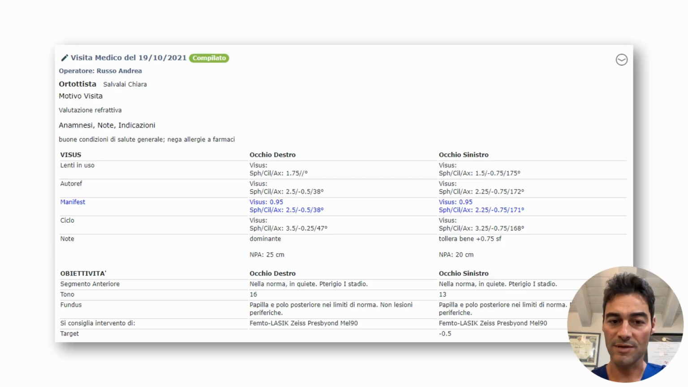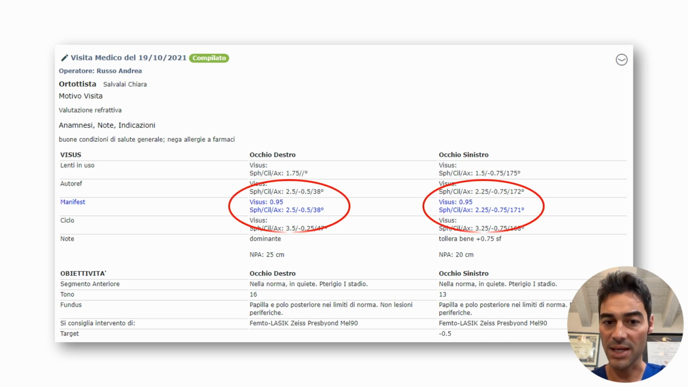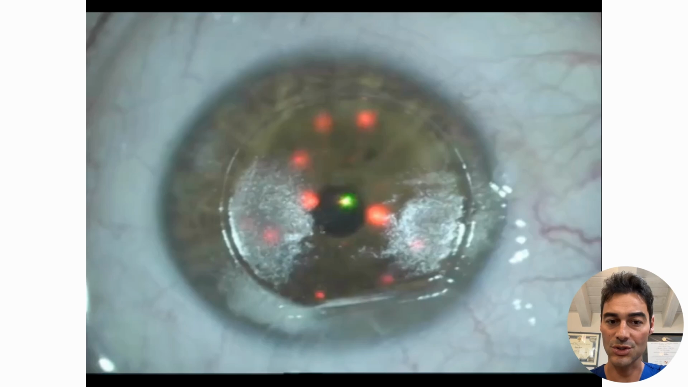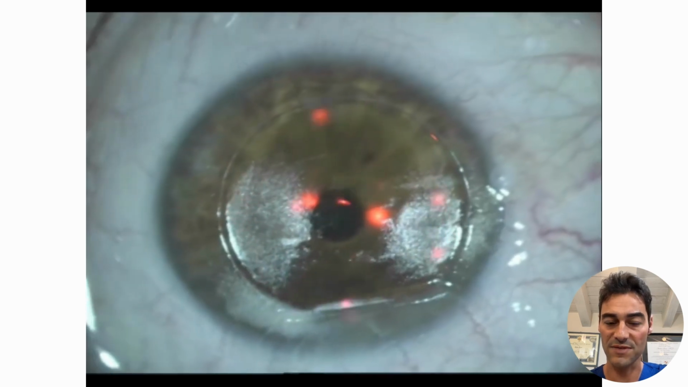She was a friend of mine. Actually, she still is a good friend of mine. The preoperative refraction at the age of 43 was plus 2.5 in the right eye and plus 2.25 in the left eye. All the other findings were unremarkable, so we went ahead with Presbyond LASIK, in order to introduce a small amount of spherical aberration just to increase the depth of field.